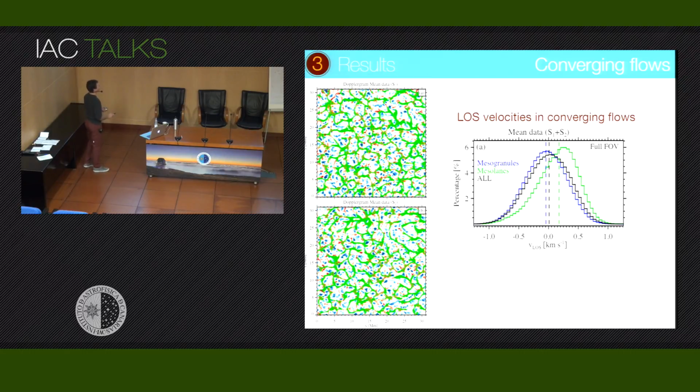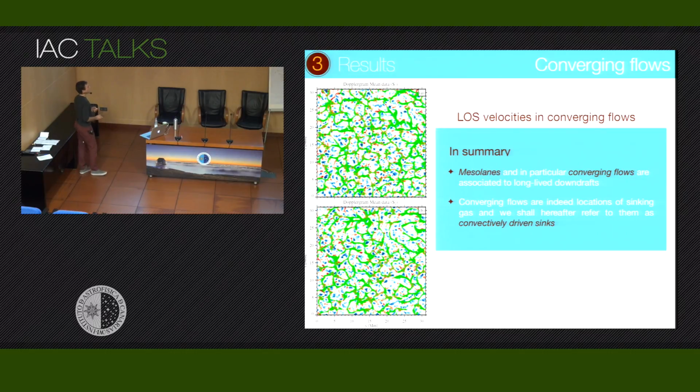Here I show the position of converging flows using these red circles. As we can see, the distribution of these converging flows is a mesogranular distribution, as they appear at the vertices of these mesogranular lanes. If we plot the histogram within these converging flows, we find that this histogram is also redshifted, and even with stronger downflows than in mesolanes. So from here, we can conclude that mesolanes, and in particular converging flows, are related with persistent downflows. So from now, we can refer to converging flows just as sinks.